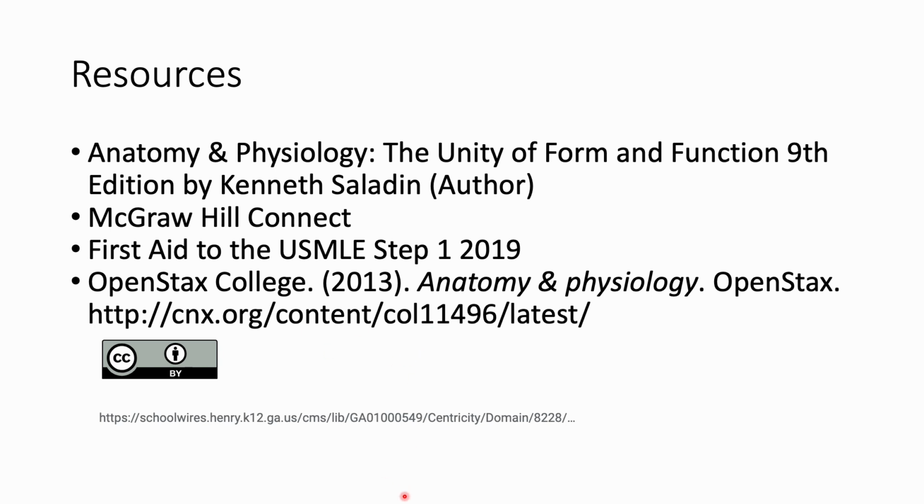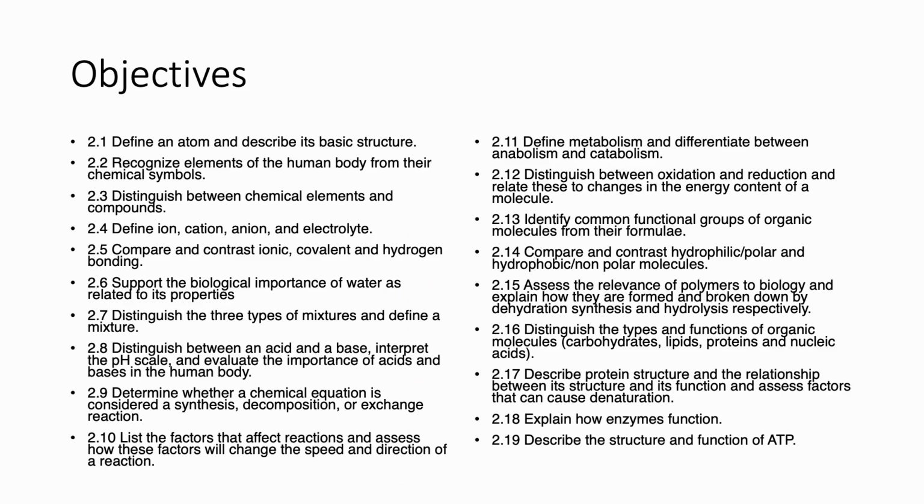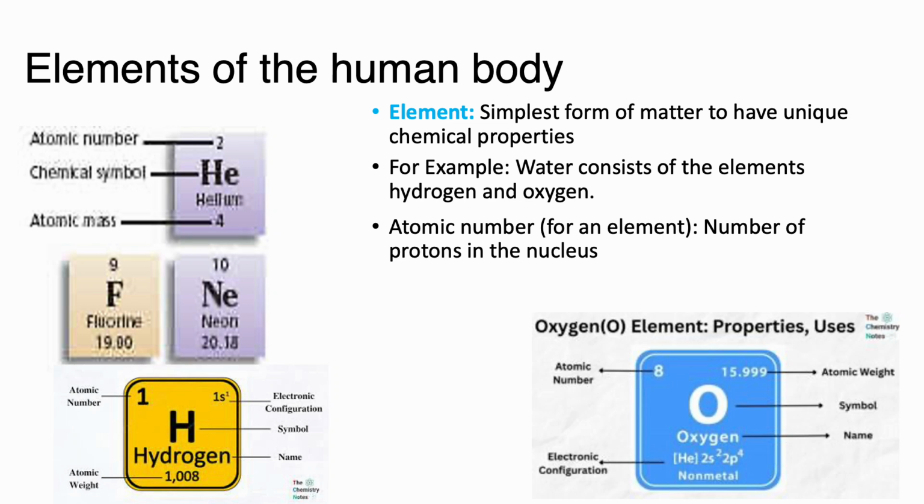So these are my resources. These are the objectives. And let us get started. We are starting off with the elements of the body. In the periodic table, you see all of our elements. On the periodic table, elements are arranged by their atomic number, and the atomic number is the number of protons in the nucleus. Elements are represented by 1 or 2 letter symbols, and 24 elements have biological roles.